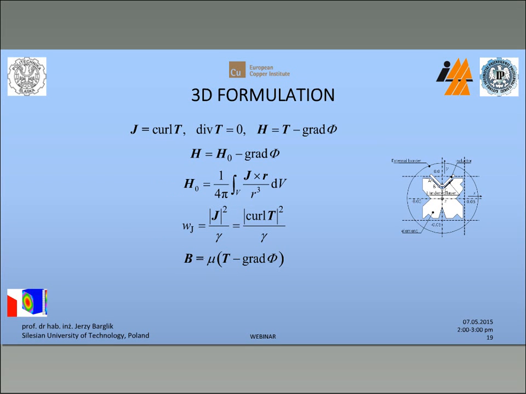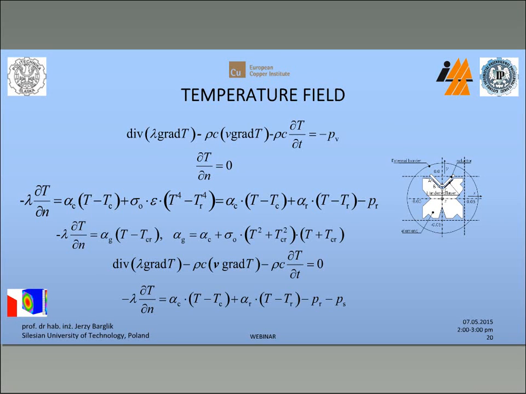And in case of 3D formulation, we use the T-omega formulation with the electric vector potential and scalar magnetic potential, and the magnetic field strength is calculated directly from the Biot-Savart law. And this is, of course, a simplified method, but it is used in the majority of professional software packages applied for the purpose.